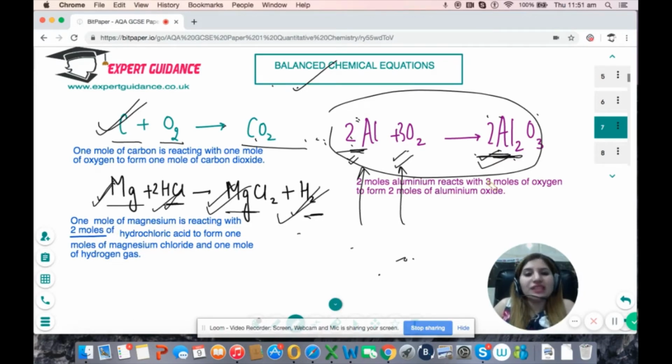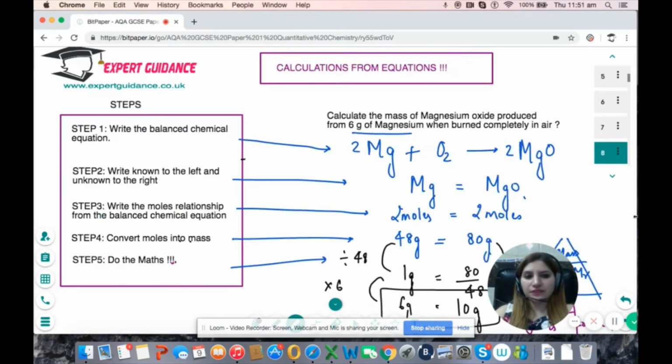Okay, so the balanced chemical equation gives us the ratio of the moles of each and every element that is reacting. Now let's see how you need to do the calculations from equations. In the exam, they'll give you a balanced chemical equation, give you the mass of any one reactant, and ask you to find the mass of the product formed, or they'll give you the mass of any product and you have to find the mass of the reactant for that given mass.